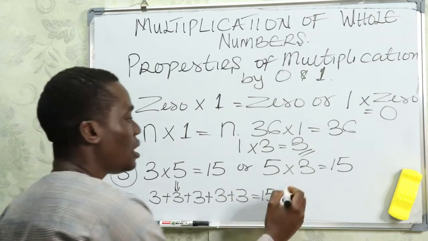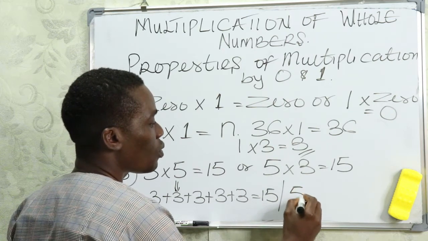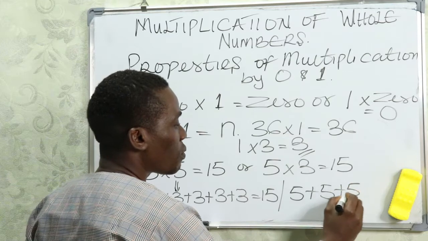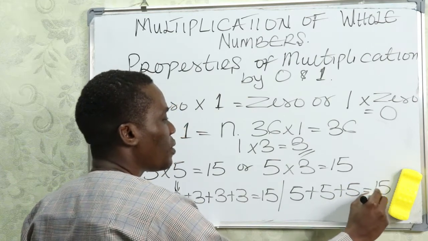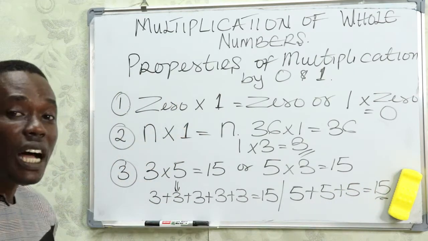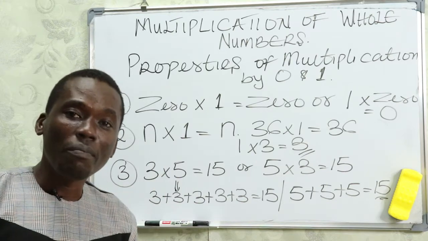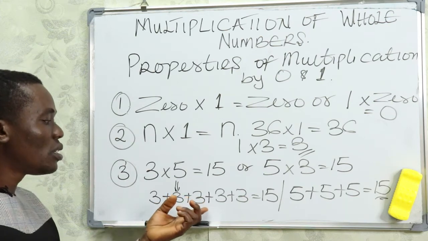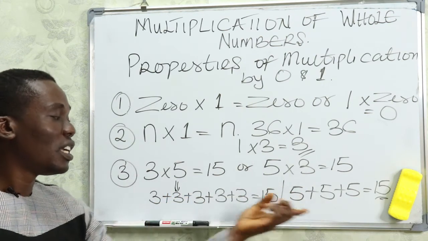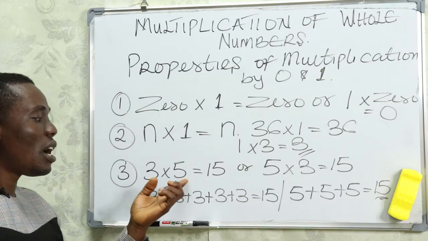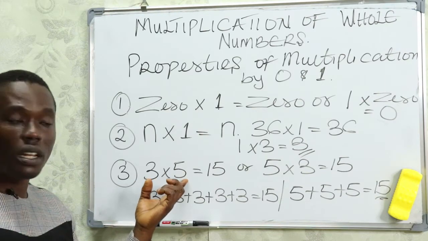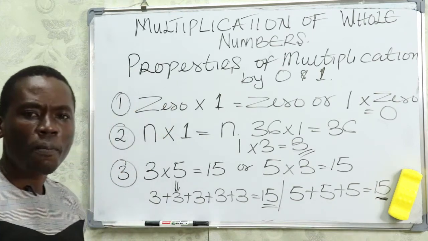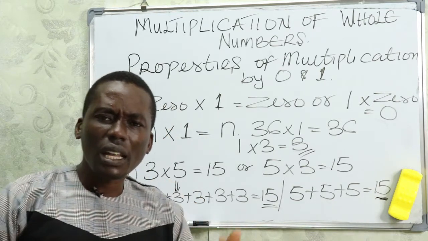Now 5 times 3 means writing 5 into 3 places. 5 plus 5 plus 5. That will still give you 15. So you notice the order does not matter. If you put 5 before 3, it simply means having 3 5s. If you put 3 before 5, it means you are having 5 3s, and they will give you the same result. So have these 3 properties at the back of your mind.